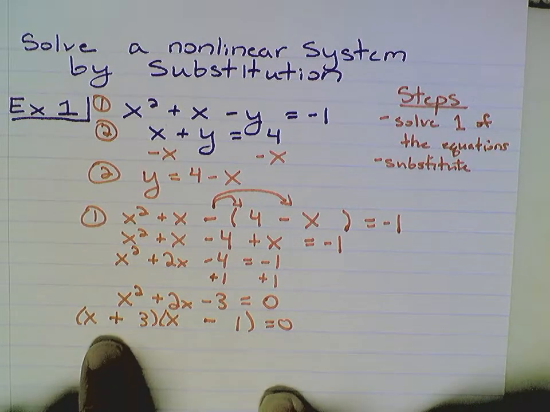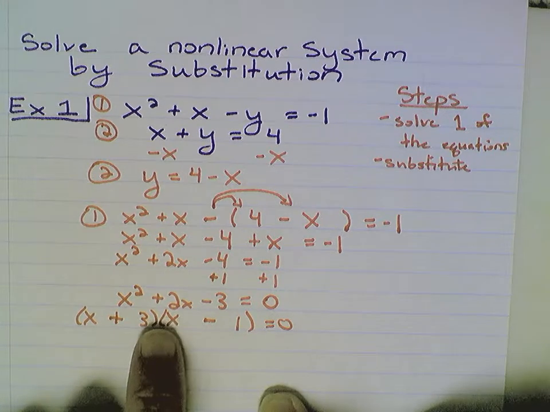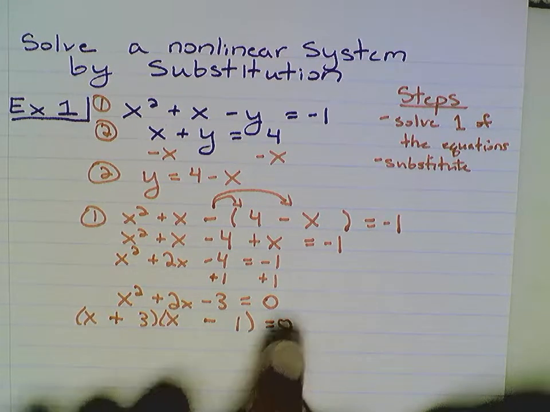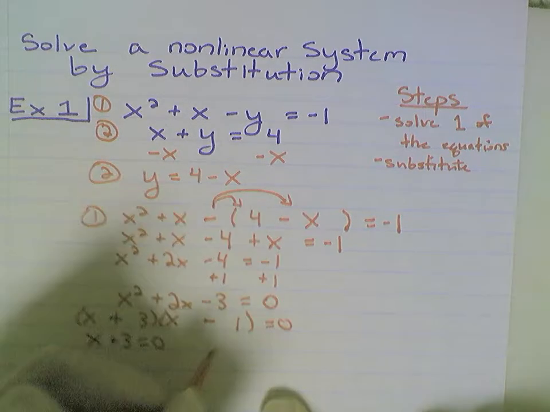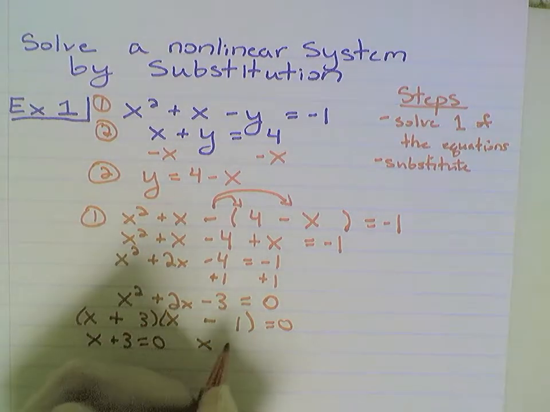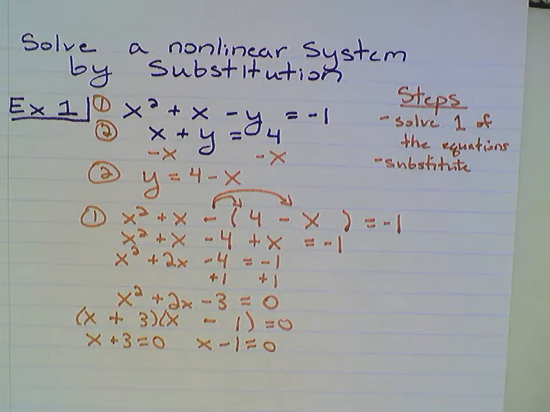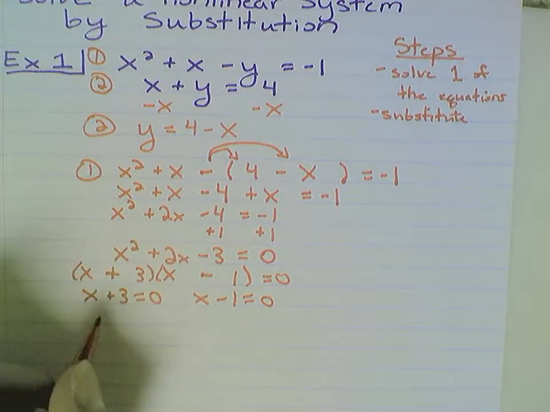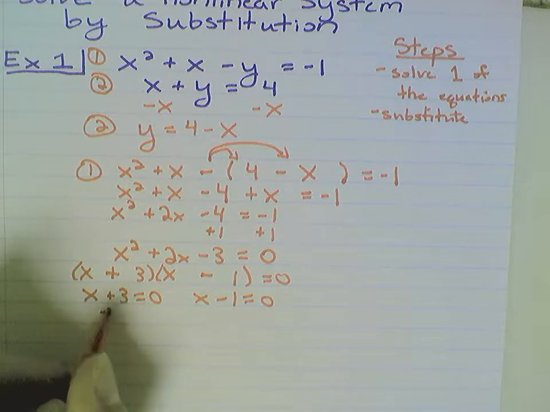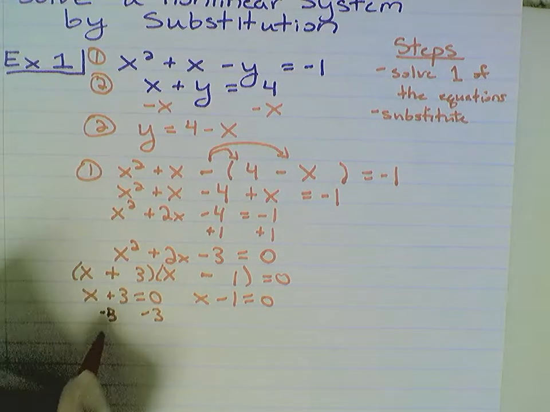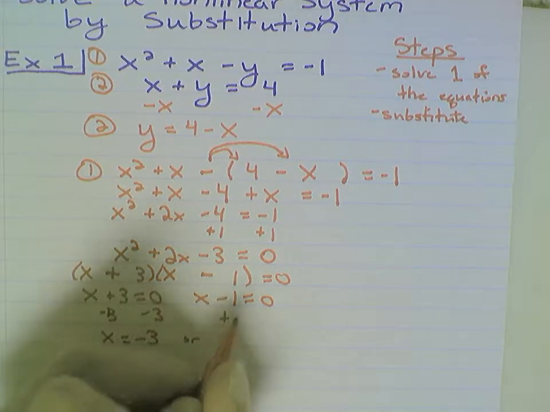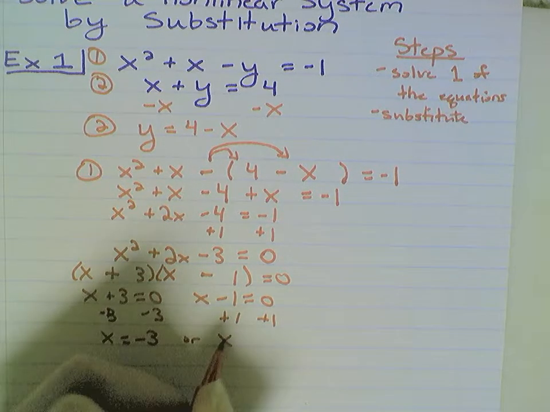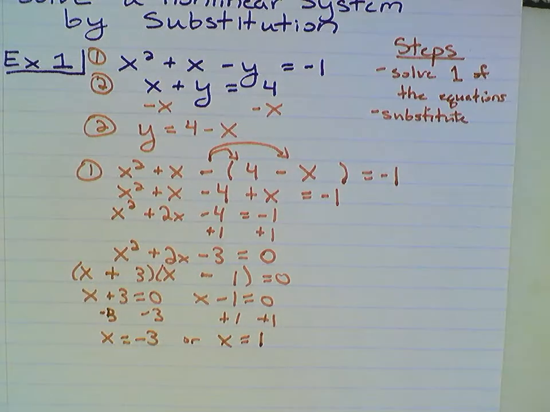Once you have two parentheses being multiplied together and they equal 0, you can simply rewrite this as two separate equations: x plus 3 equals 0 and x minus 1 equals 0. Now if I solve both of those equations, on the left hand side I'll subtract 3 from both sides and get x equals -3. Or if I solve the right hand equation, I'll get x equals +1.